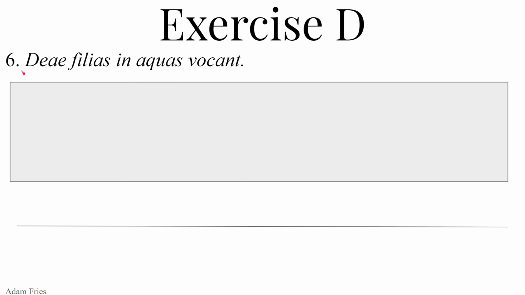6. Dei filias in aquas vocant. So dei, that's going to be the nominative plural feminine of dea, ae, feminine, goddess. Because they're nominative, that's going to be the subject of our sentence. Filias, from filia, ae, feminine, daughter. So filias is the accusative plural feminine. Accusative shows the direct object. We have the subject, the goddesses, and they're going to do something to the daughters.